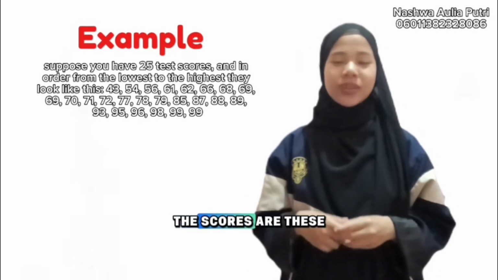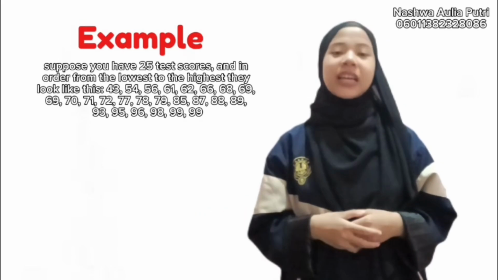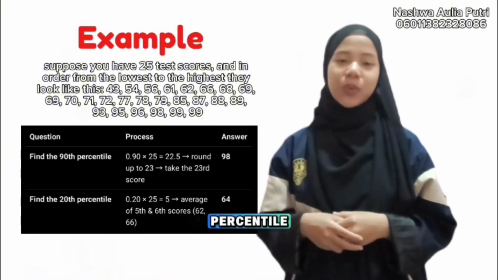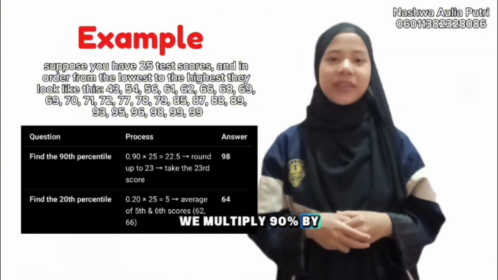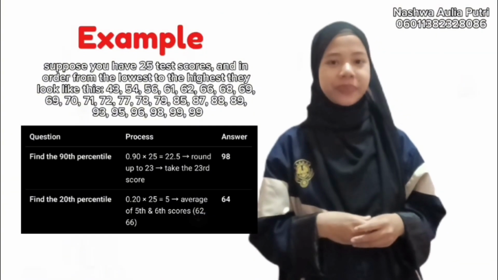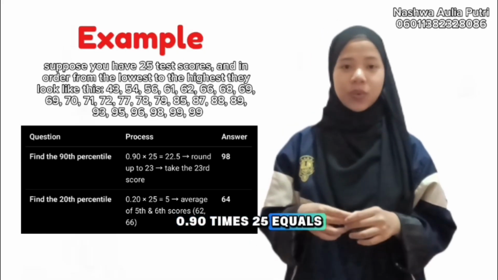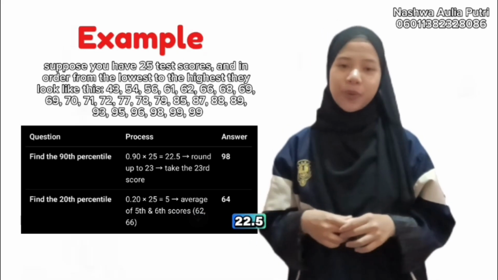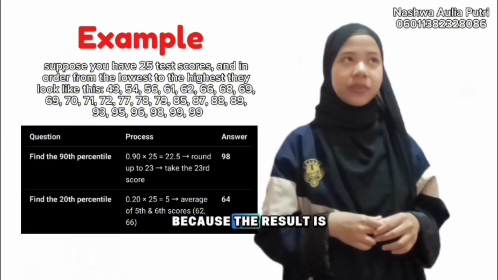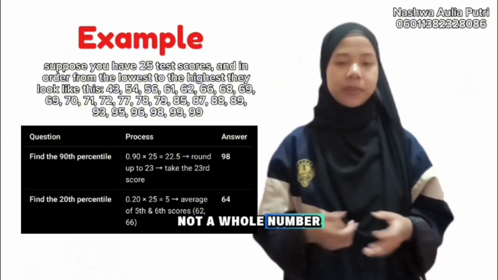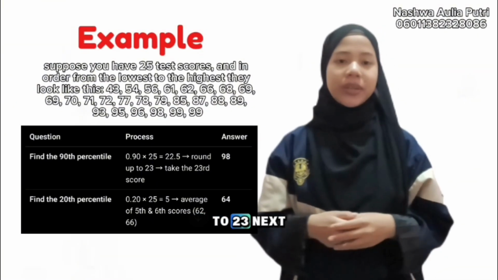Example, suppose there are 25 test scores, and when they are ordered from the lowest to the highest, the scores are these. To find the 90th percentile, we multiply 90% by the total number of scores. 0.90 times 25 equals 22.5. Because the result is not a whole number, we round it up to 23.